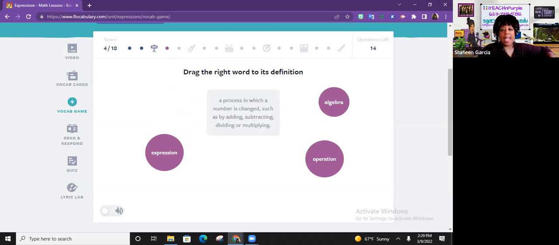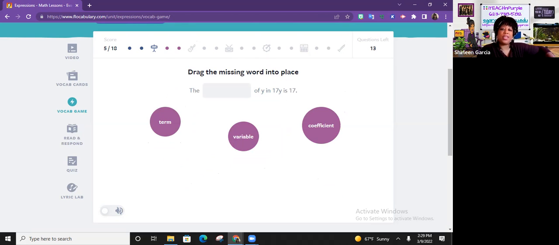Absolutely. All right, blank. A process in which a number is changed, such as adding, subtracting, dividing, or multiplying. Is that algebra, an operation, or expression? Yes, woo-hoo. It's an operation. PEMDAS is the order of operations. Good job.